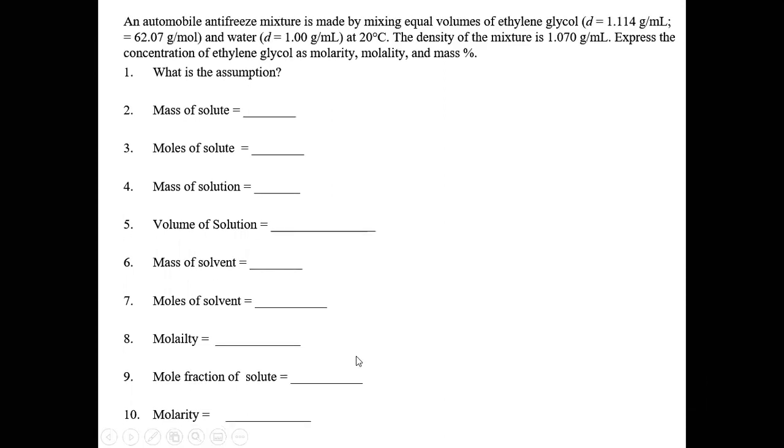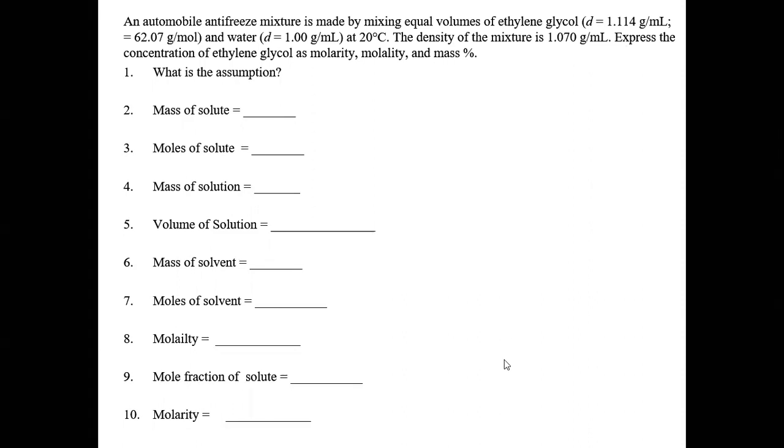Now, in this example here, we have an automobile's antifreeze mixture made by mixing equal volumes of ethylene glycol. It gives the density of ethylene glycol and the molar mass. 62.07 is the molar mass of ethylene glycol. Water is a solvent, gives us the density of water at 20 degrees Celsius. And it gives us the density of the mixture. Express this concentration of ethylene glycol as molarity, molality, and mass percent.